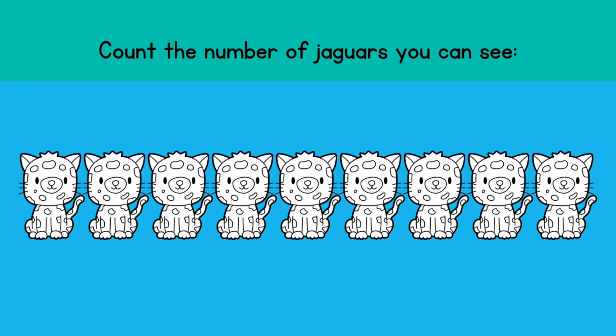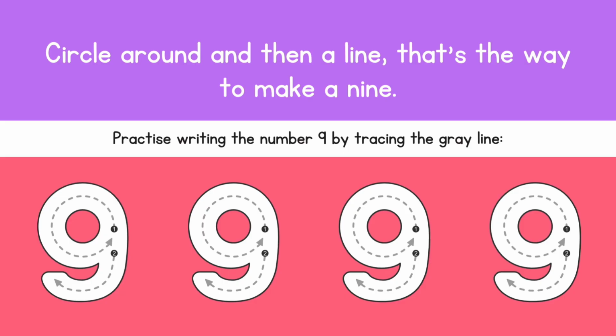Count the number of jaguars you can see. 1, 2, 3, 4, 5, 6, 7, 8, 9. So circle around and then a line. That's the way to make a 9. Practice writing the number 9 by tracing the grey line on your notebook.